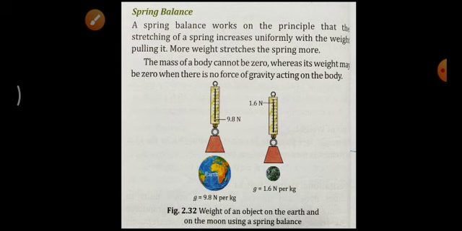The weight of one object will vary from place to place because of the difference in the gravitational force of attraction. So the mass of a body cannot be zero, whereas its weight may be zero when there is no force of gravity acting on the body. If there is no force acting on the body, then obviously the weight of the body will be zero. I hope all of you have understood this.